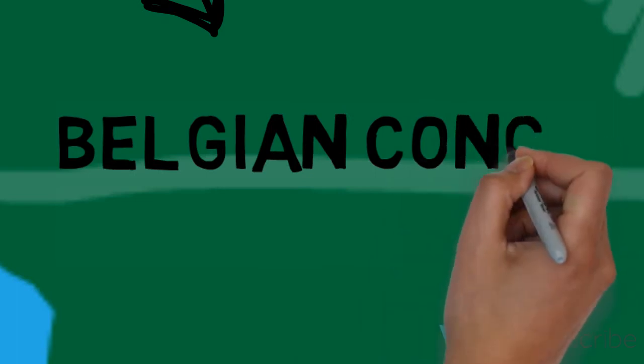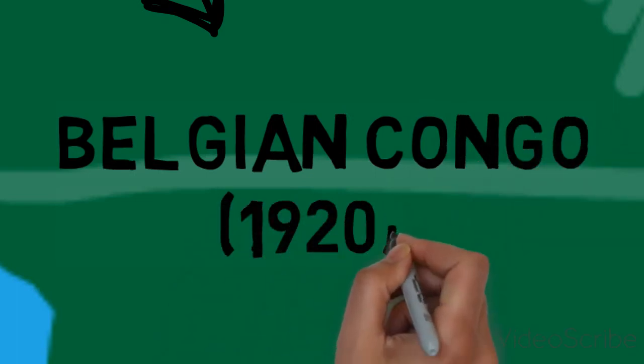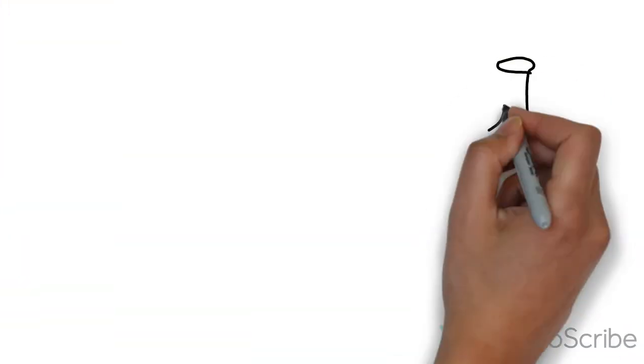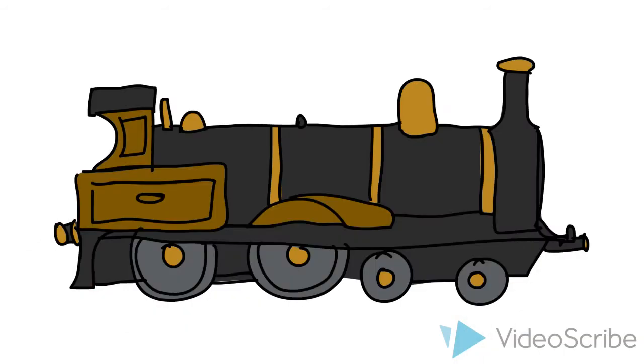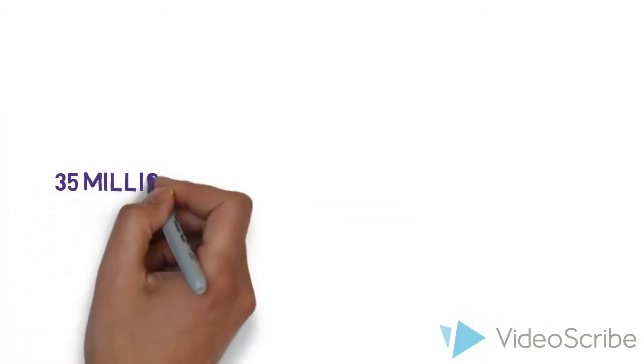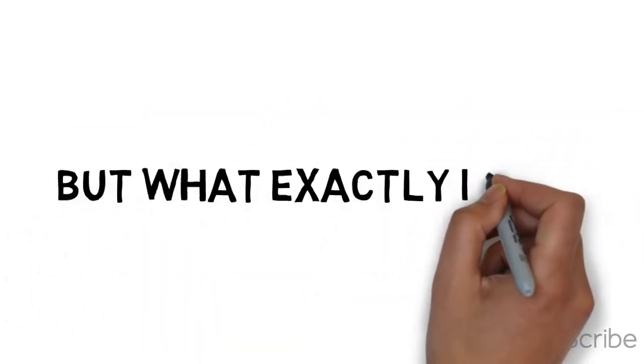During this time, there was a large amount of male workers being drawn into the city, which ultimately led to a booming sex trade. From these favorable conditions, along with the contribution of railways, HIV began to rapidly spread to neighboring countries. As of 2013, approximately 35 million people worldwide are living with HIV/AIDS. But what exactly is HIV?